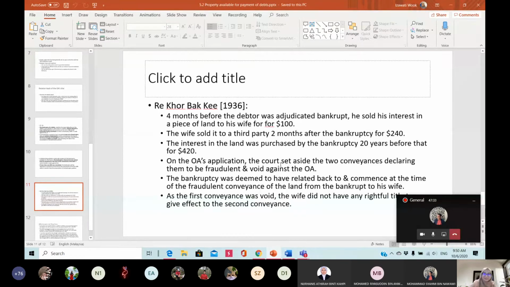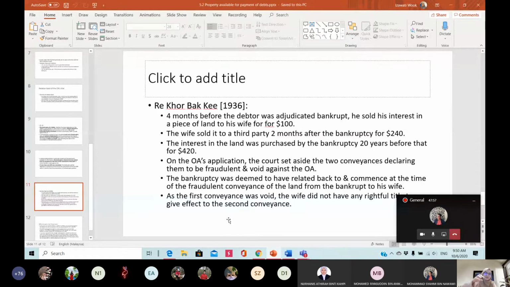Okay. So dekat sini, the principle of relation back applies. So in which the bankruptcy was deemed to have related back to and commenced at the time of the fraudulent conveyance of the land from the bankrupt to his wife. So as the first conveyance was void, the wife did not have any rightful title to give effect to the second conveyance.